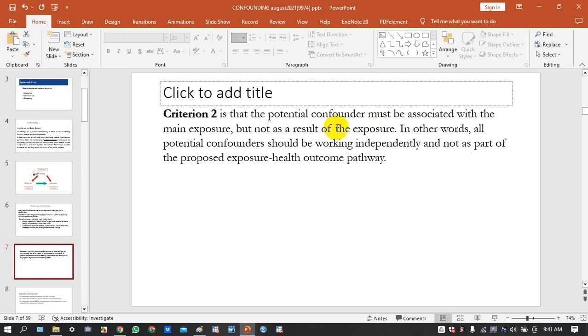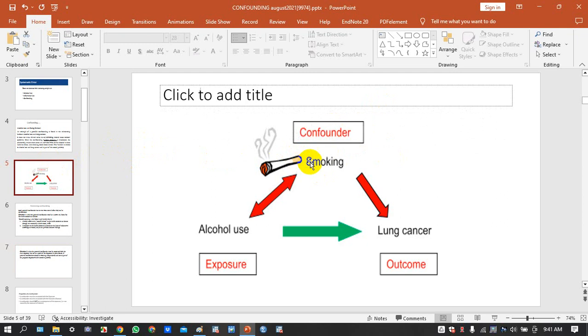In other words, all potential confounders should be working independently and not as part of the proposed exposure-health outcome pathway. So all the confounders should work with the exposure to cause this. But the smoking cannot be here and lead to lung cancer. It should be associated with alcohol use, associated with lung cancer, but it cannot come in between them on the causal pathway, which is this green arrow.